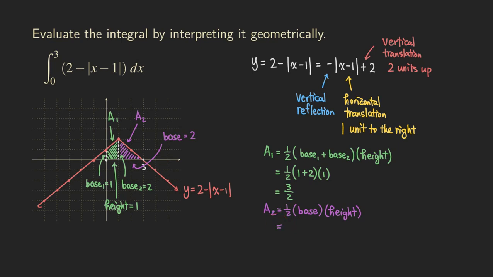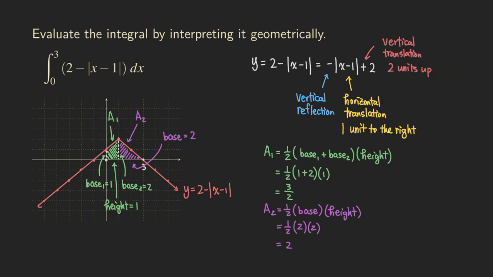So we are going to get 1 over 2 times, what is the base? It's 2. The height is also 2. So now you are going to be getting, what is that? That's 1 times 2, which is just 2. Okay, so basically we have the answer, right? We have the two answers, we add them together, then we get the final answer.